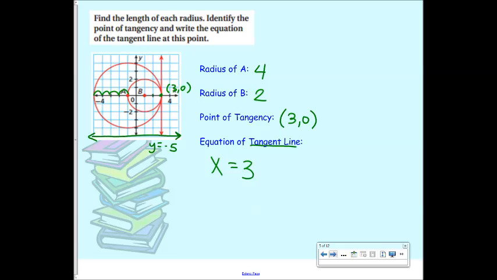So you just figure out where it goes through. Because at every point on this line, this would be 3, 3. This would be 3, 2. What is x always? 3, which is why the equation is x equals 3, no matter what the y is. All right, so a tangent line goes through the point of tangency, and it is perpendicular to the radii of the circle.